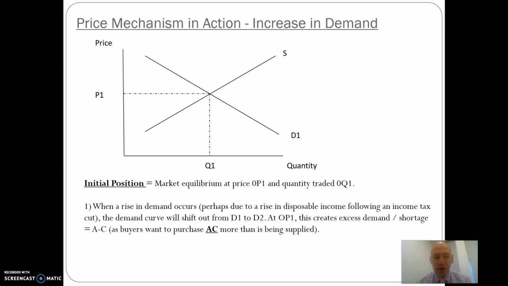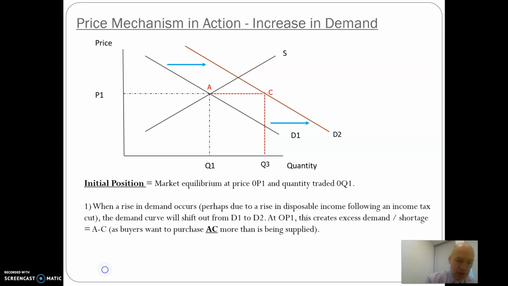Now, the first thing that is going to happen is there's going to be a rise in demand, perhaps due to a rise in disposable income following an income tax cut. As a result of that, and you need to draw this now, the demand curve is going to shift out from D1 to D2. Let's just show that. Draw that in, and this is going to create excess demand. Have a look at what's happening. There will be an excess demand or shortage equal to A to C.